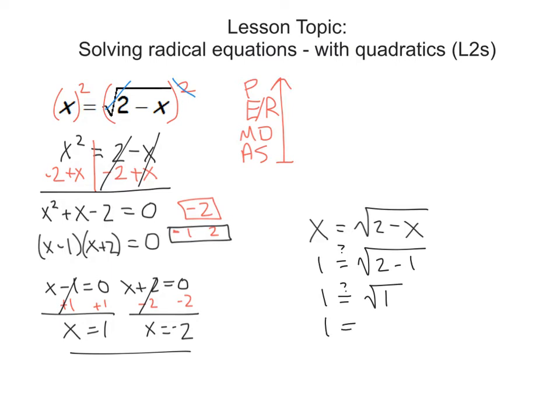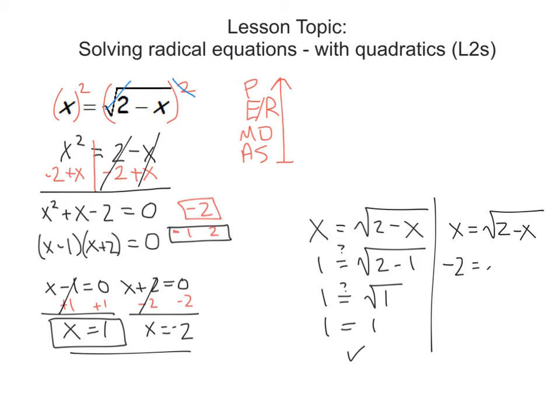Does 1 equal the square root of 1, and the square root of 1 is 1. So this one checks out, and it is a solution. Now we need to check the other one. So our equation again, x equals the square root of 2 minus x. We're going to put negative 2 in.